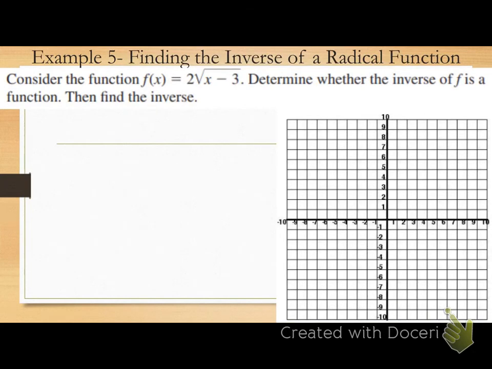Last example for today. Consider the function f of x equals 2 times the square root of x minus 3. Determine whether the inverse of f is a function, then find the inverse. So once again, what do I need to do? What was my first step on the previous example? Graph the original function, yep. Then use my horizontal line test.